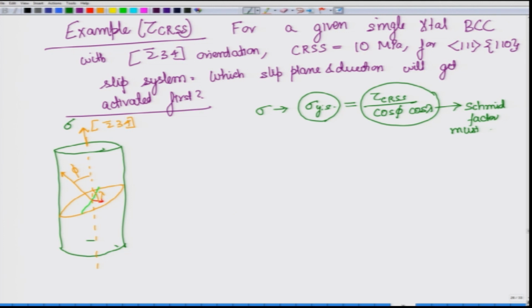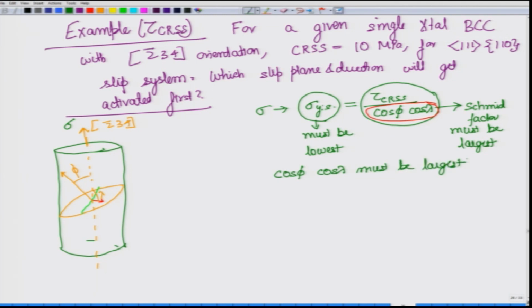must be largest, but compared to what, we will look at it in a moment. So, for this to be lowest, this particular quantity, which I will now circle in red, must be largest. So, what we are saying is that cos phi cos lambda must be largest. But what are we comparing? We will come to that in a moment.